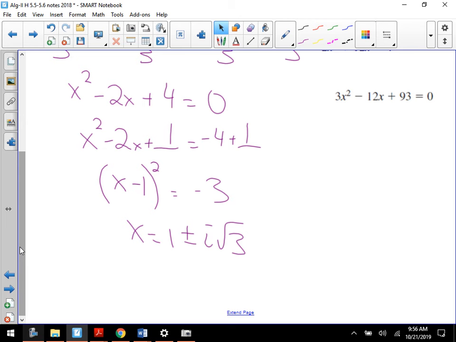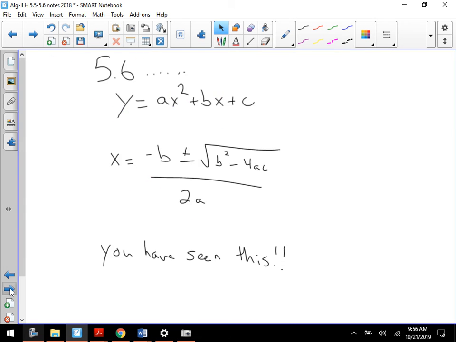Which leads us to one last method of doing things. Quadratic formula.